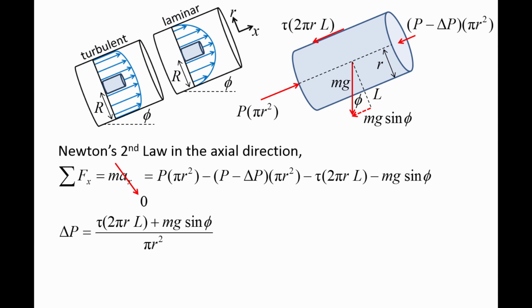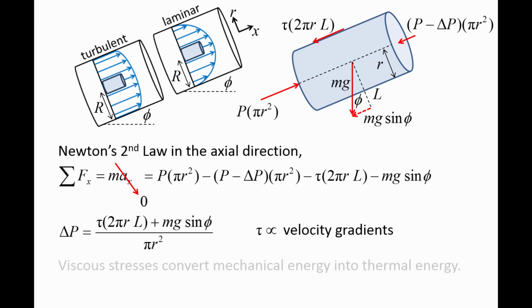For a horizontal pipe, in which phi is equal to 0, a pressure drop will always exist. A pressure drop also will exist if the flow is uphill, since sine phi would be a positive number. It will be shown in a future video that the shear stress is proportional to velocity gradients. So this equation indicates that viscous stresses, resulting from the presence of velocity gradients, reduce the mechanical energy of a flow in the form of reducing pressure. The mechanical energy is converted into thermal energy, which does not serve a useful purpose in most fluid mechanics applications.